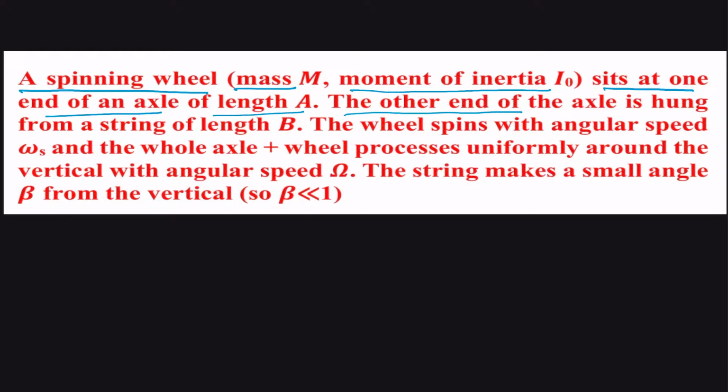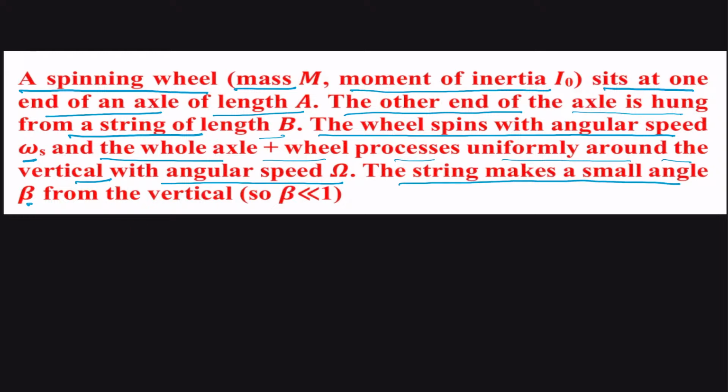The other end of the axle is hung from a string of length b. The wheel spins with angular speed omega s. The whole axle plus wheel precesses uniformly around the vertical with the angular speed omega. The string makes a small angle beta from the vertical. So we have to find out this small angle beta with respect to the vertical, that is asked in this particular question.